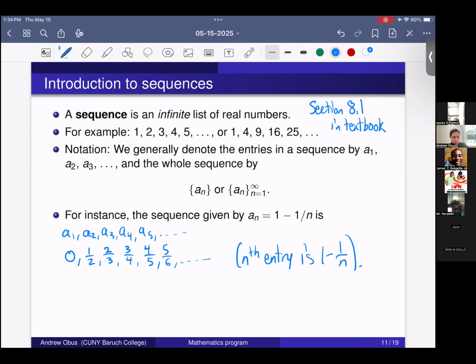Is this okay? Kind of what we mean by sequences and what we mean to give a formula for a sequence? Questions?